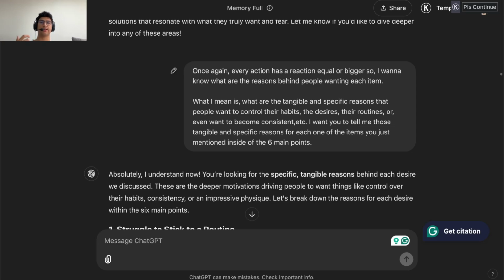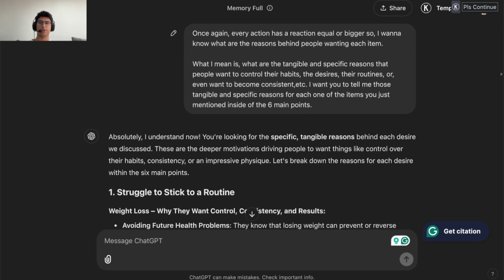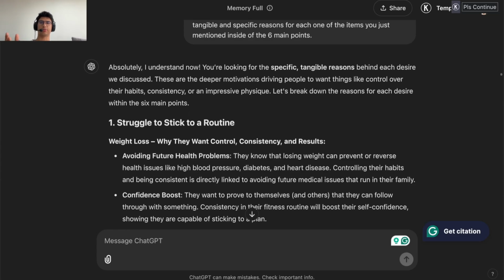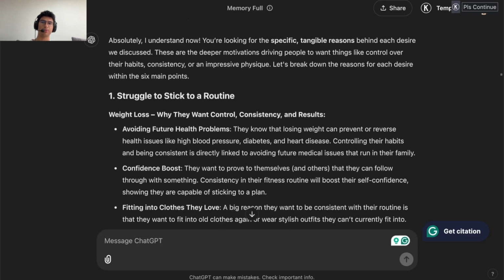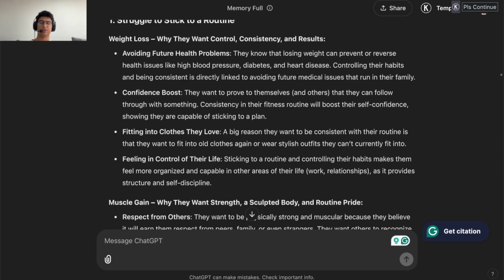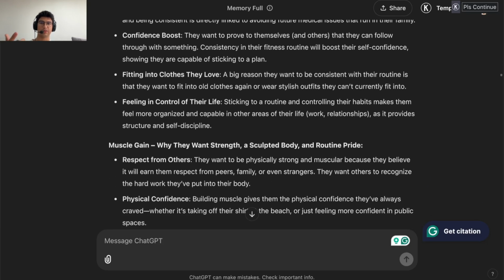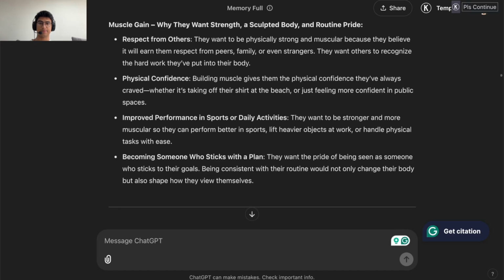So what's going to happen is that you're going to realize that the reason they want to lose weight is because they want to attract the opposite gender to have more sexual relationships, right? So it's gonna give you all of that. So what are the reasons they're struggling with this, for example? Because they want to avoid future health problems, a confidence boost. They want to prove to themselves, fit into clothes they love, feel control of their life, gain respect from other people, physical confidence, improve performance, becoming someone who sticks to a plan because they want the pride of being seen as someone who sticks to their goals, right?